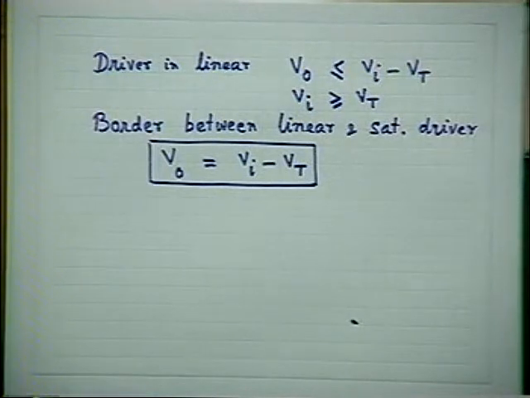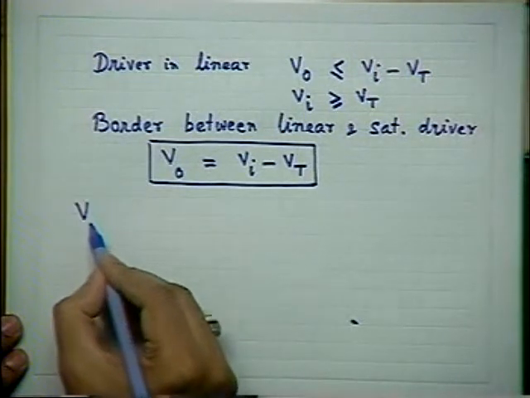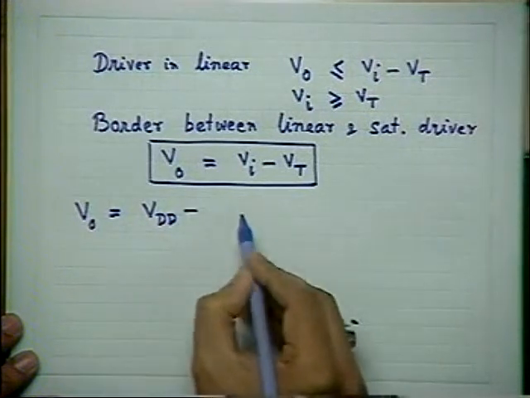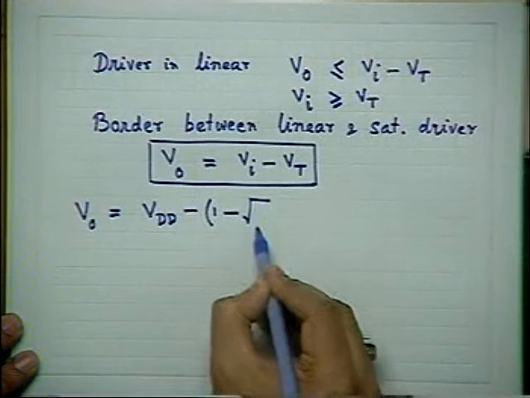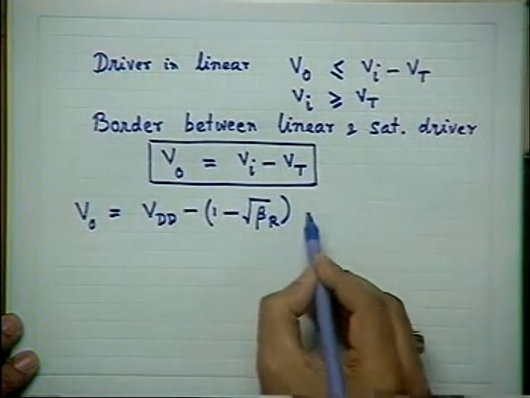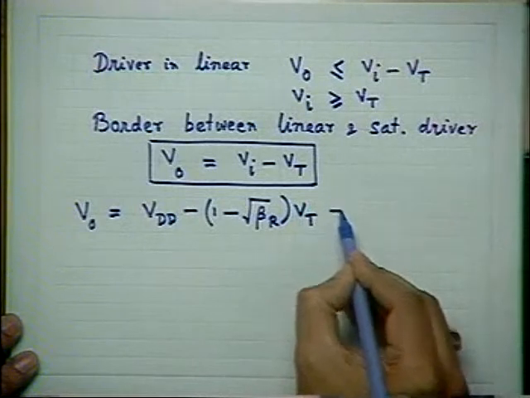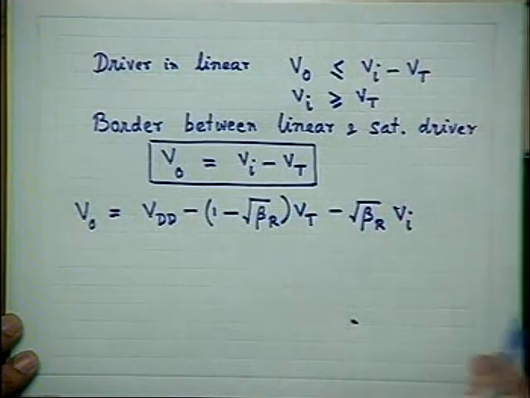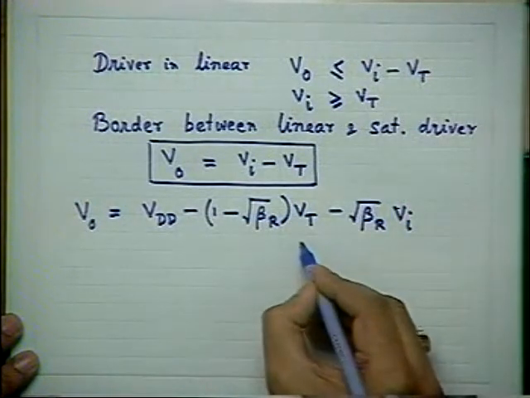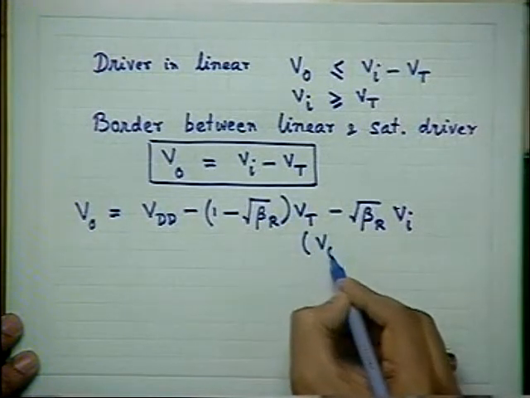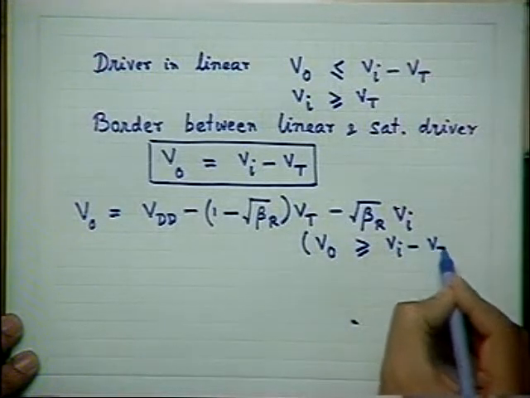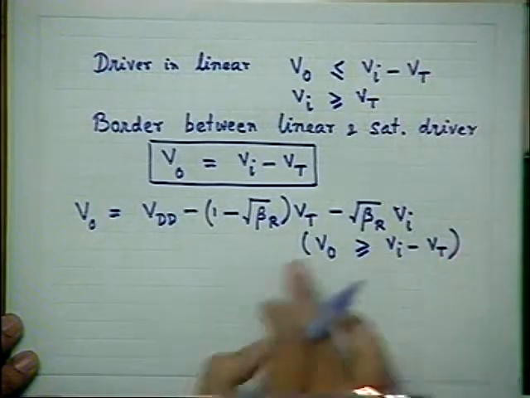And you remember that we got two equations for the output. One is, let me rewrite, VO is equal to VDD minus (1 minus square root of beta R) VT minus square root of beta R times VI. This relation is valid for the first case, for which VO is greater than or equal to VI minus VT. This is valid under that condition.